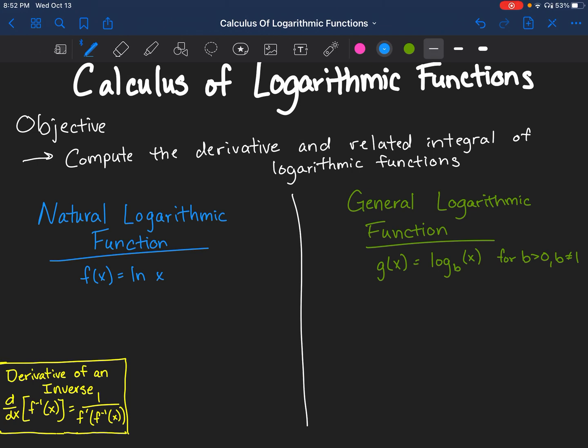However, before I get into any of this stuff, I do want to make sure that you've already watched the previous two videos. The first one is the calculus of inverse functions. Then you need to watch the calculus of exponential functions. This is the third one. This requires the other two.